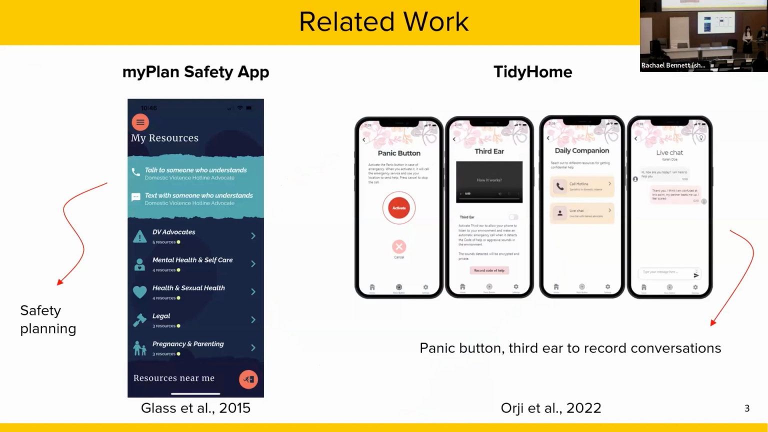Prior work has proposed different technologies to help survivors, including mobile applications like MyPlan and Tidy Home. MyPlan, for example, allows survivors to do safety planning as they are trying to move out of an abusive relationship. And Tidy Home has features like an emergency button and a third ear recorder that allows survivors to reach out for help in case of an emergency. In this project, we're taking a more preventive approach to tackle domestic violence.